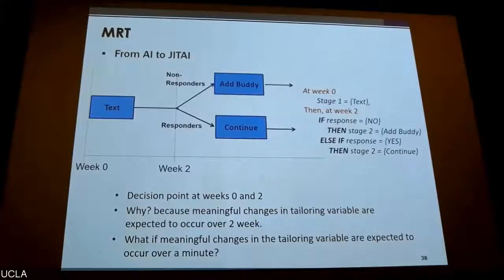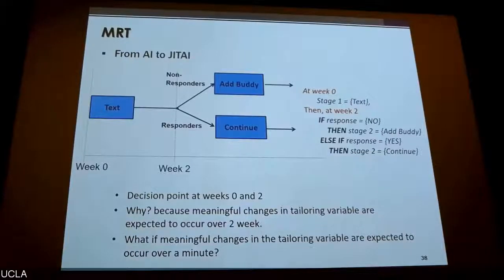To talk about MRTs, we have to make the transition from adaptive interventions to just-in-time adaptive interventions. Okay, you ready to make the transition? To make the transition, I want to go back to my adaptive intervention, the one that I showed you earlier, and I want to remind you that we have 2 decision points here, at week 0 and at week 2. So why do we have 2 decision points here? We have 2 decision points because this adaptive intervention is trying to address conditions that change over 2 weeks, right?